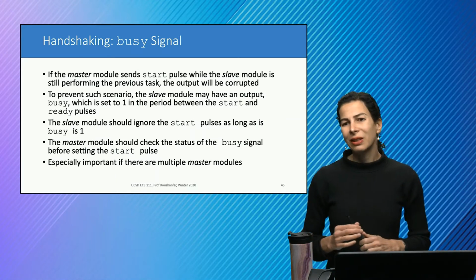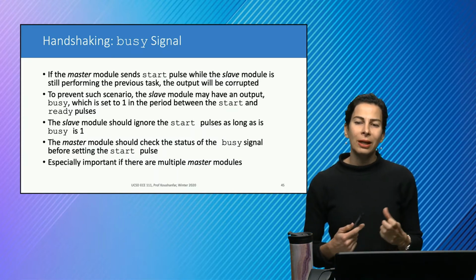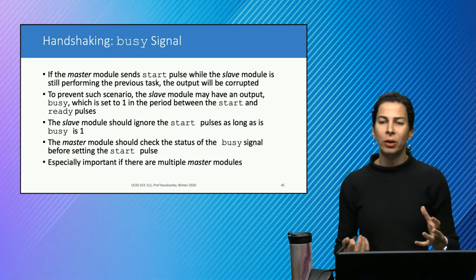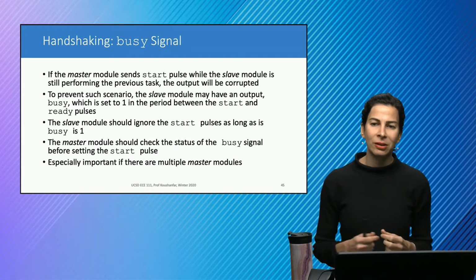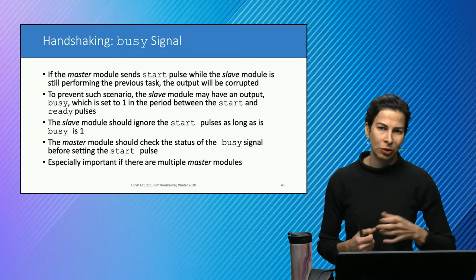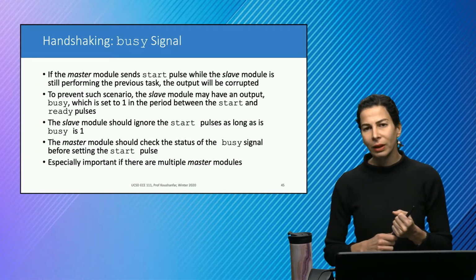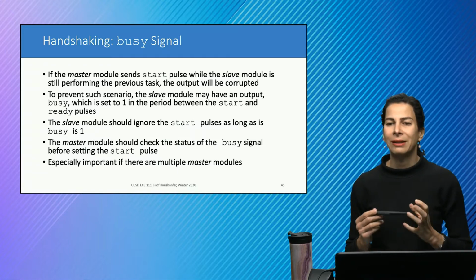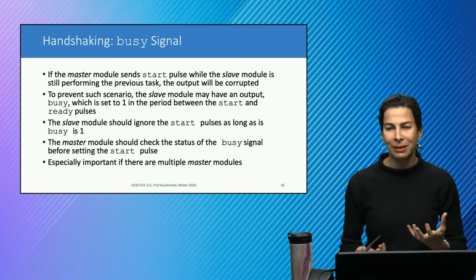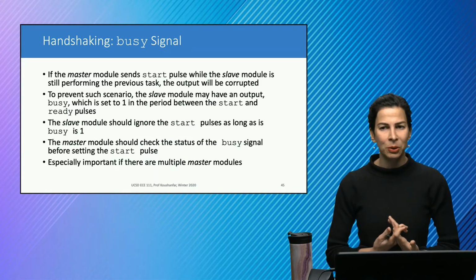There are other, slightly more complex scenarios for handshaking. For example, if you have a slave module that is being called by other masters, then it may be busy. We may not be able to use the hardware resources. And now, if we assert the start in the middle, even for the same master, if you assert a start in the middle of a computation, it may mess up the computing.